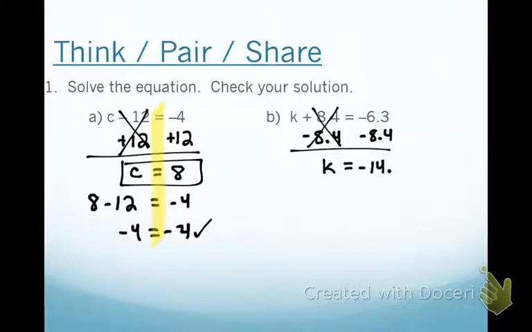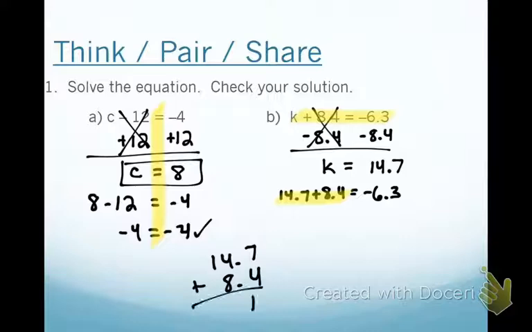Now listen, for those of you who got that it was a positive, I want to show you something. Watch how this happens. If I bring this original problem down, and I were to plug in 14.7 plus 8.4 equals negative 6.3. Guys, let's add these together. When we add that together, what do we get? 14.7 plus 8.4. Okay, look. 23.1. Does 23.1 equal negative 6.3? Yes or no, class? No. No. So that tells you 14.7 could not be your answer.